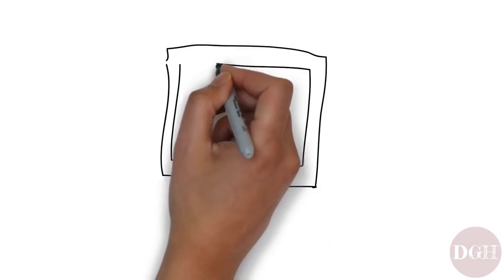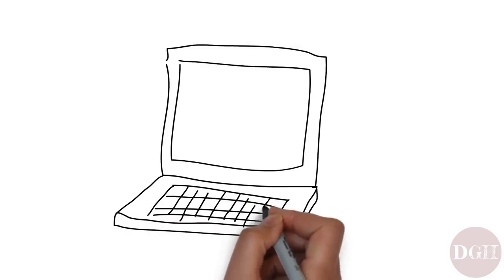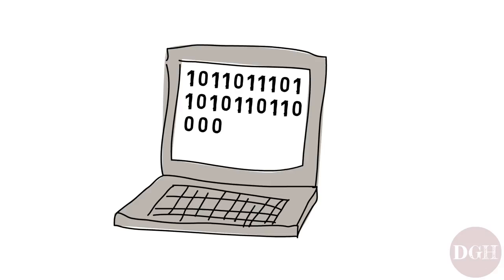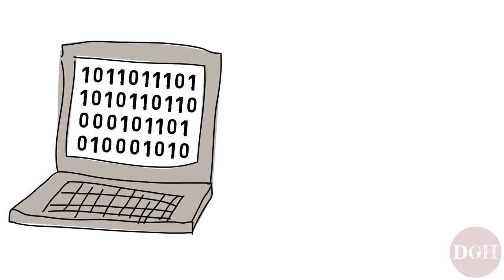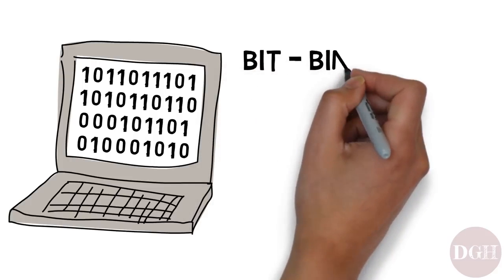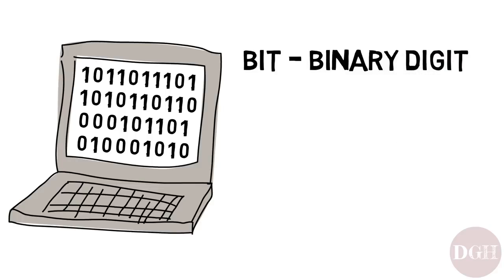Let's continue learning about how computers store data. As we learned earlier, computers use the binary system, which has only two numbers, 1 and 0. The word that's used to describe these binary digits, which can be either 1 or 0, is a bit, B-I-T. It's short for binary digit, and it's the smallest unit of data in a computer.